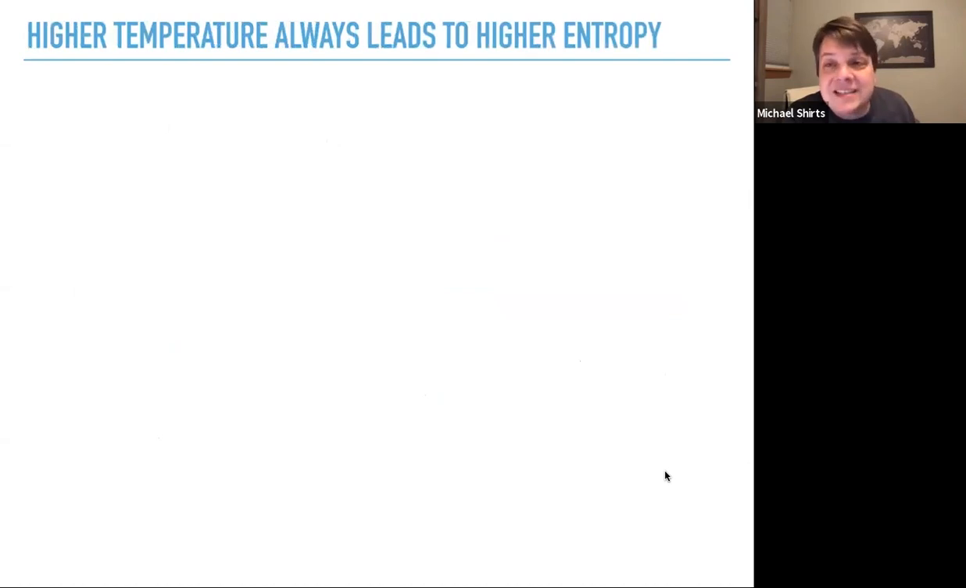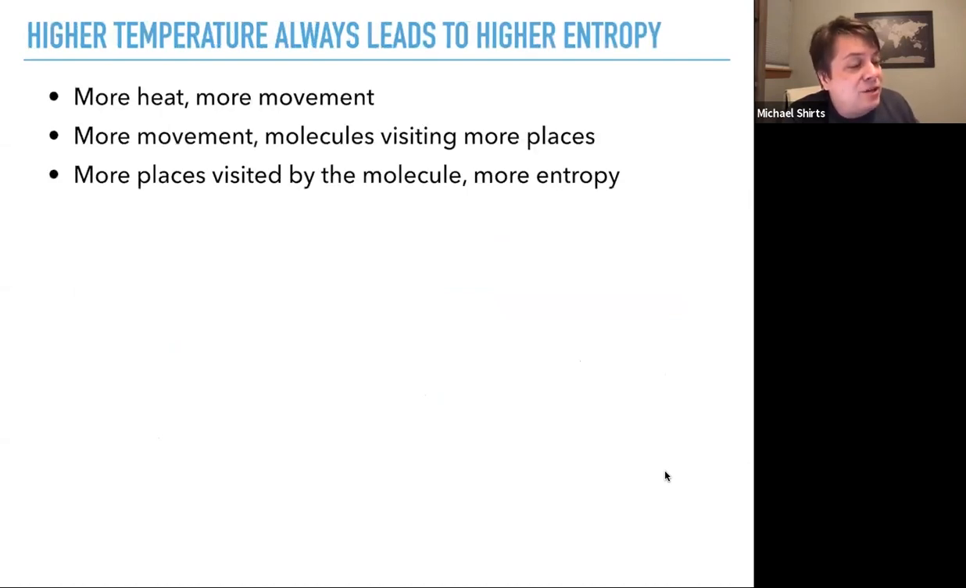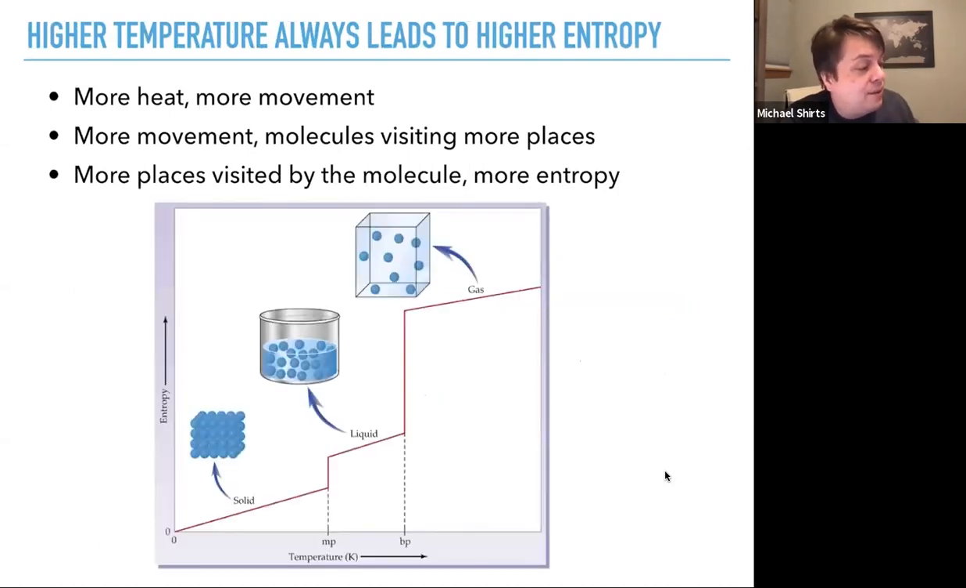Higher temperature always leads to higher entropy. If you have higher temperature, you have more heat, therefore more movement. With more movement, the molecules are visiting more places, jiggling around more, and the more places visited by the molecule, the more entropy. So if you look at the entropy of a solid as a function of temperature, it'll go up slowly as the molecules vibrate more and more. So it is a temperature-dependent property. At a certain point, you melt, and there's a big jump in entropy. And again, the entropy slowly goes up as the liquid molecules jiggle around more and more. At the boiling point, you'll get a big jump to gas. And there also the gas increases in entropy as the temperature increases, as the molecules visit more configurations.